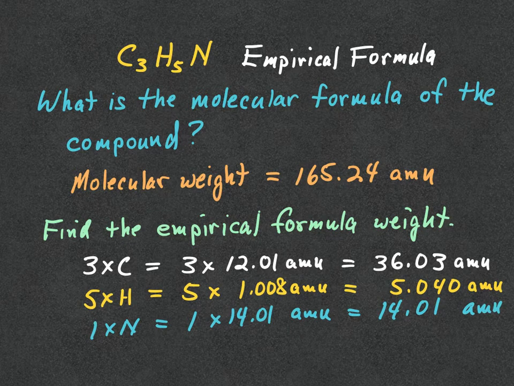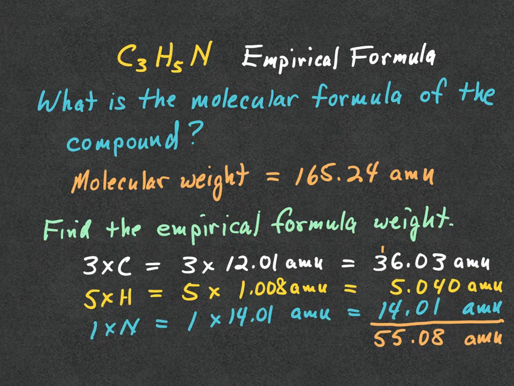Our answers are all in atomic mass units, so we can add those numbers and get something in atomic mass units. And so we get 6, 3, 0, 8, 0, 4 is 10, and 5 is 15, 4 and 1 is 5.